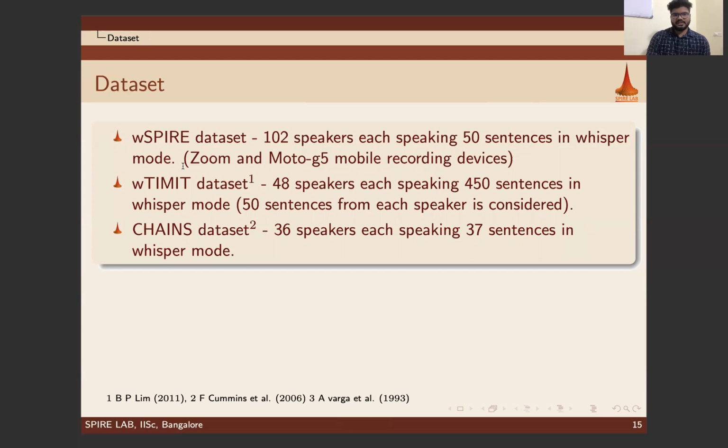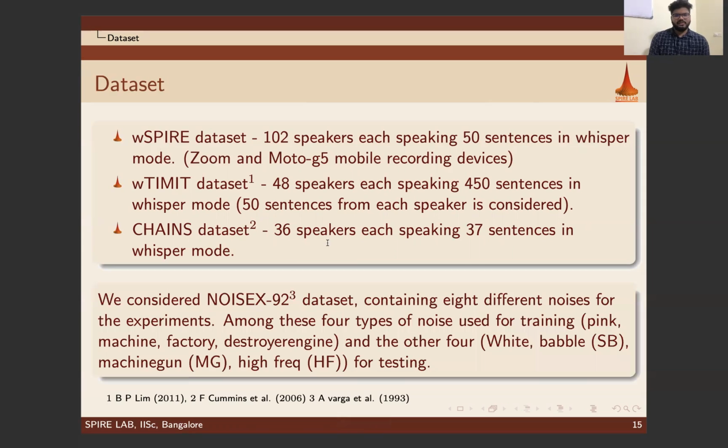Those are the WTMIT dataset and the CHAINS dataset. So in the WTMIT dataset, we have 48 speakers, each speaking 450 sentences, both in neutral and whisper mode. However, we considered only 50 whisper sentences from the WTMIT dataset. And coming to the CHAINS dataset, we considered 36 speakers, each speaking 37 sentences in whisper mode.